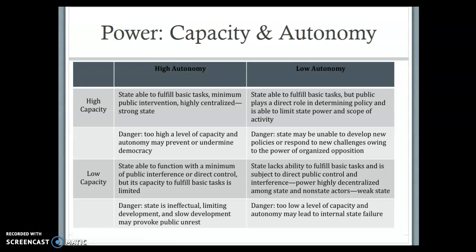Okay, but now I'll go at a diagonal up to high capacity and high autonomy, because this is probably the easiest to understand. This is just the state is able to fulfill basic tasks, minimum public intervention, highly centralized, it's a strong state. I'm realizing I may go a little longer than I thought, even though it's not many slides. So yeah, this basically means the state can do what it wants to do, and it's actually able to. So China is probably a good example of this. A lot of centralized authority and power. It has these big projects it's able to just do.